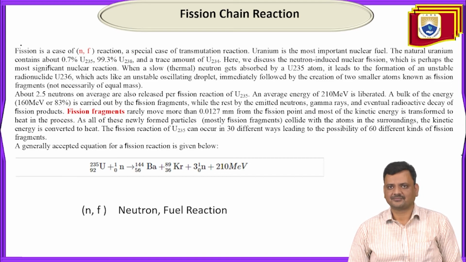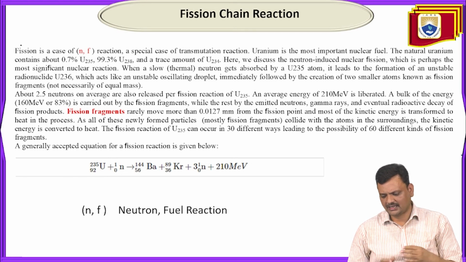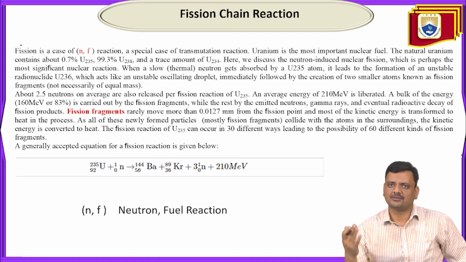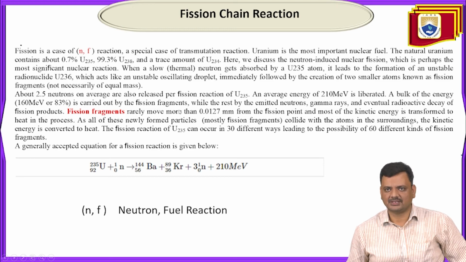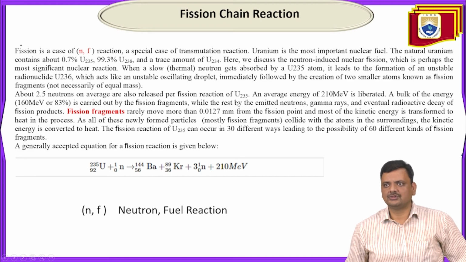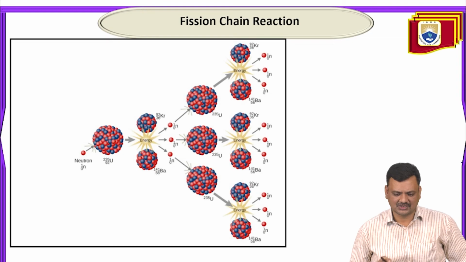So if a neutron strikes, the uranium atom will go through the fission process. It is written here, carried out by fission fragments, while the rest by emitted neutrons, gamma rays, and eventual radioactive decay of fission products. The fission fragments rarely move more than 0.0127 nanometer. Then again, this thing happens. Actually, that is the chain reaction.